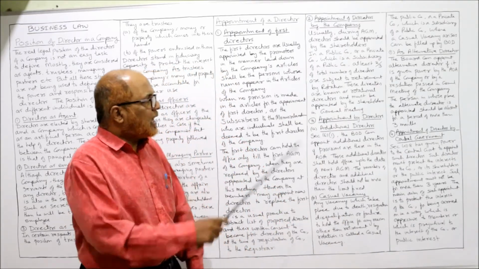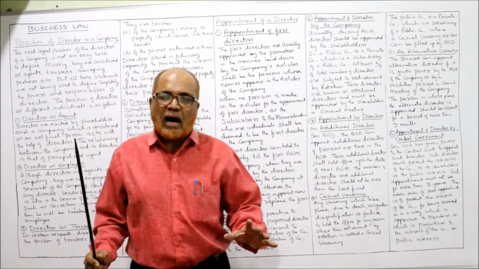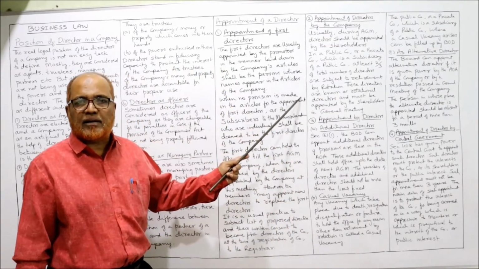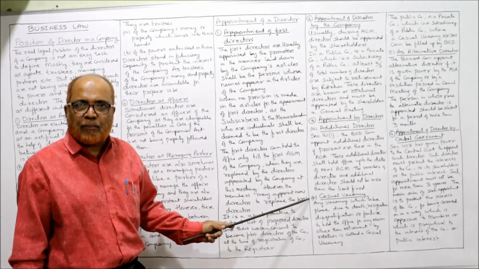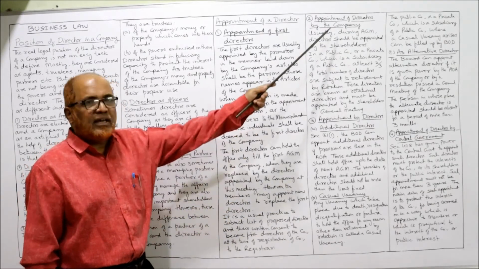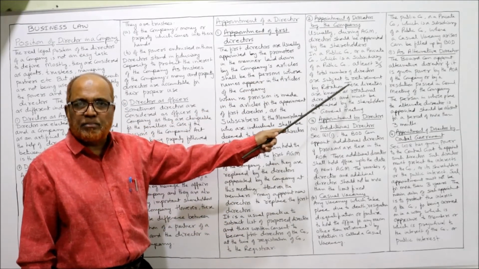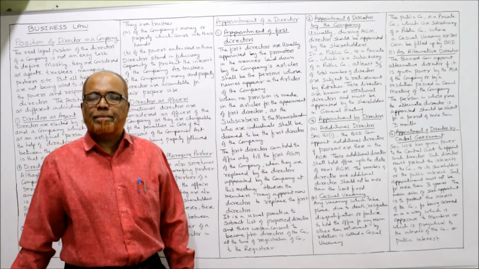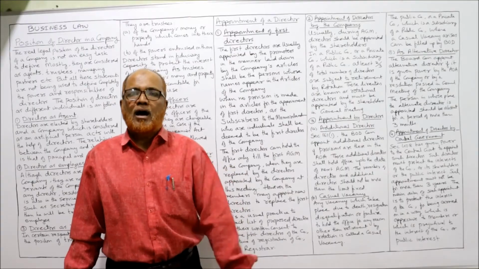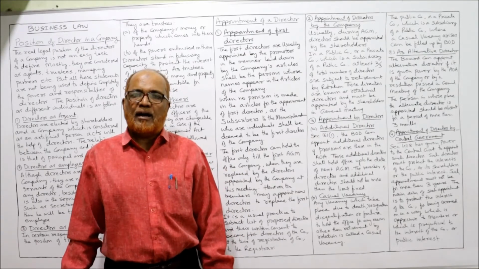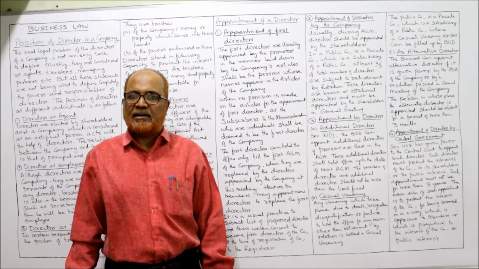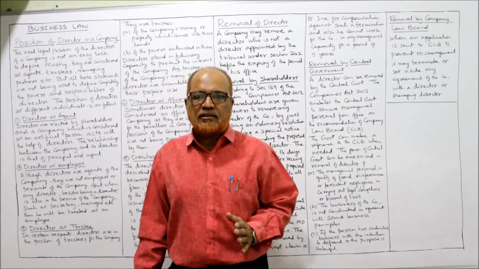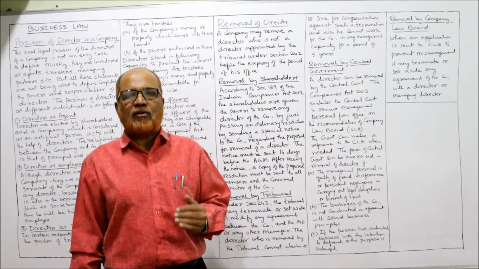So I have explained here the position of director and the appointment of director. First, by whom will directors be appointed? Then every year appointment will be made by the general meeting members. Then, when can the directors appoint? This is the explanation I have given regarding the position and appointment of directors.